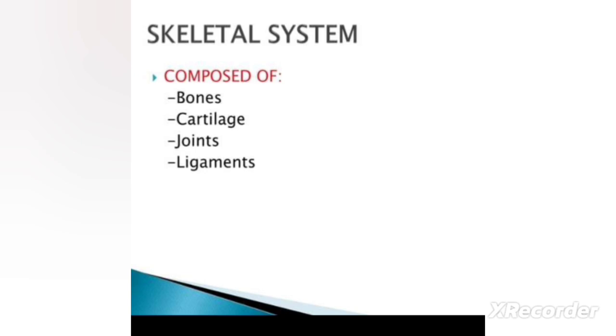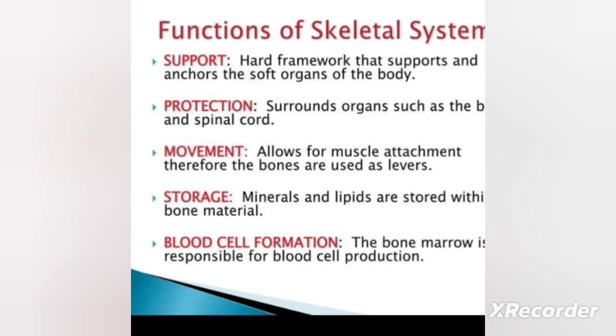Today we will discuss the skeleton system. First, we start with the composition of the skeleton system. The skeleton system is composed of bones, cartilage, joints, and ligaments. Next is the functions of the skeleton system.